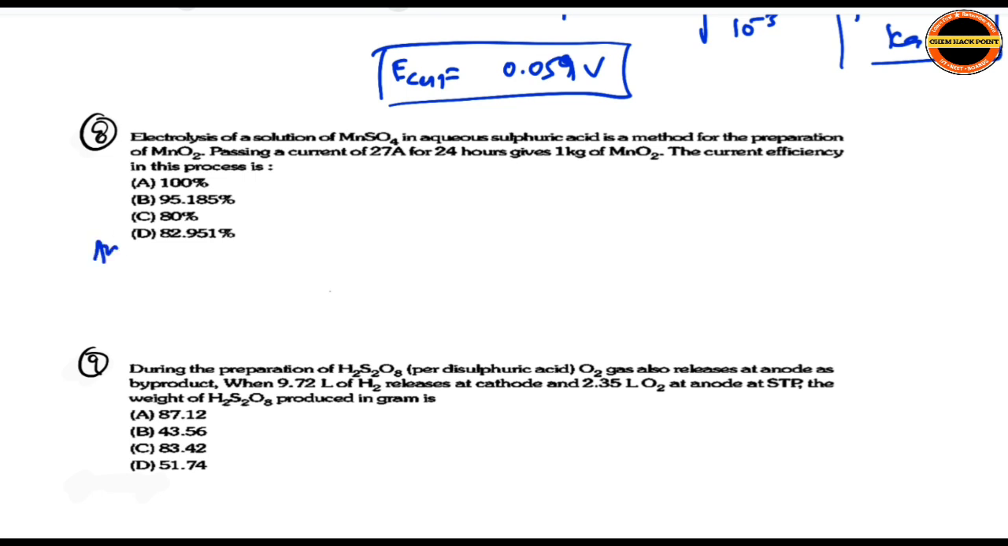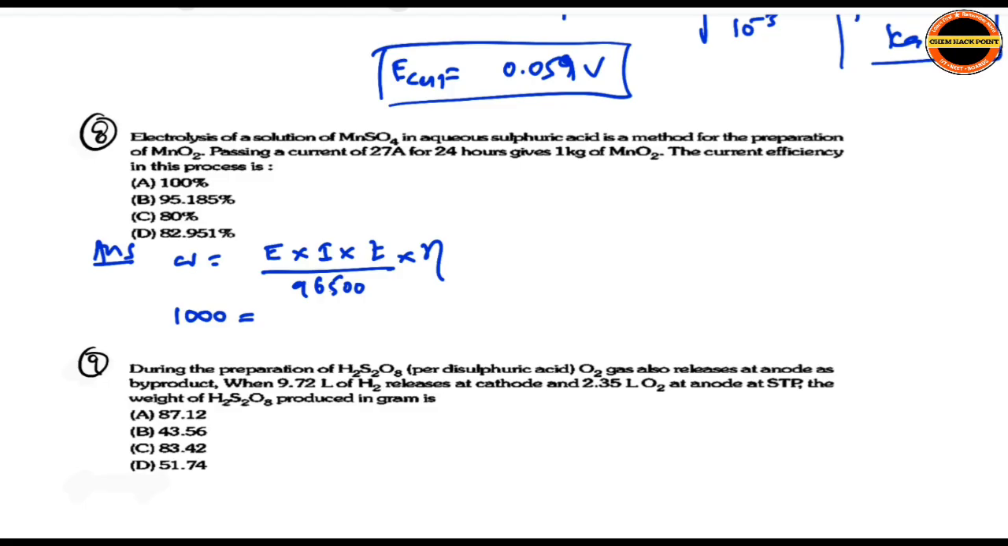See here we know W is equal to EIT by 96,500 into eta, where eta is the current efficiency. The value they gave here is 1 kg of MnO2. So I am writing it as 1000 grams is equal to, so equivalent mass. What is the equivalent mass here? Equivalent mass is equal to the molar mass by n factor.